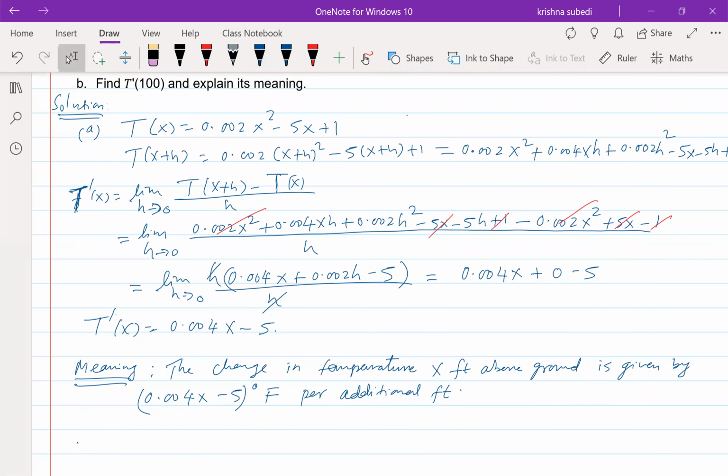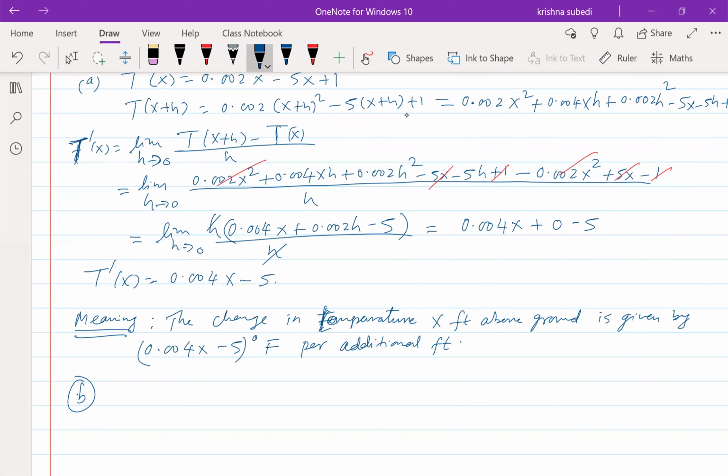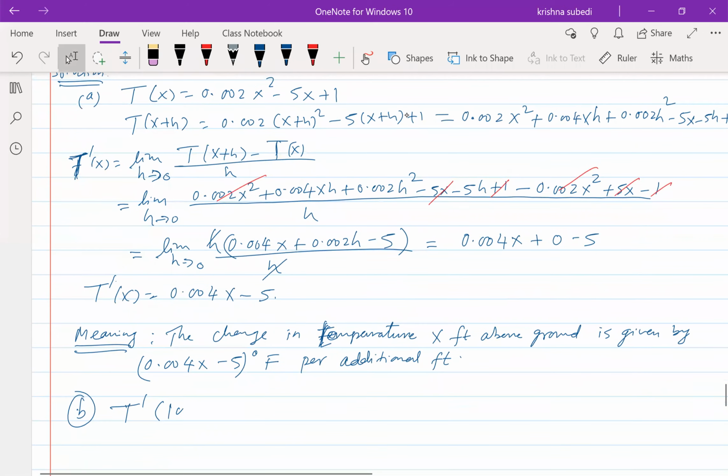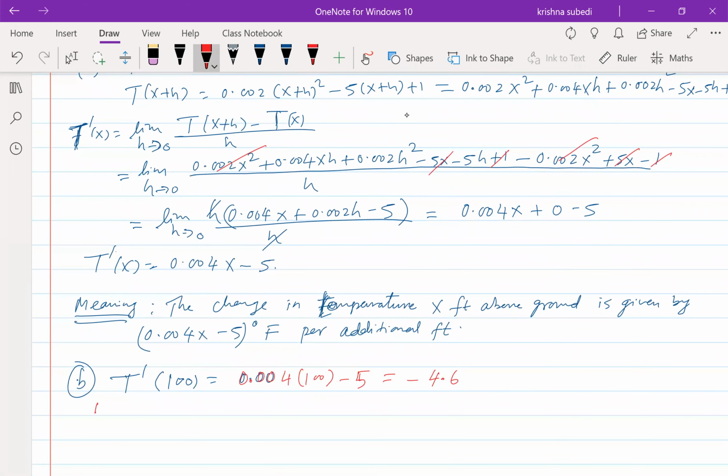So the change in temperature x feet above ground is given by this, a very general one, x. Now in part B, we need to find T prime of 100. So when x is 100, this is going to be 0.004 times 100 minus 5. And that's going to give you negative 4.6.